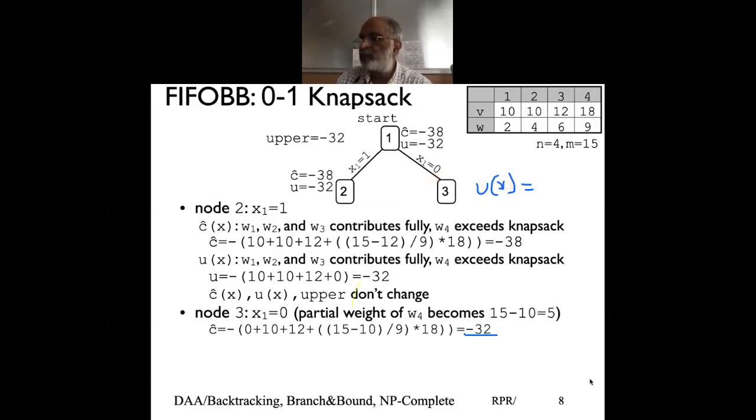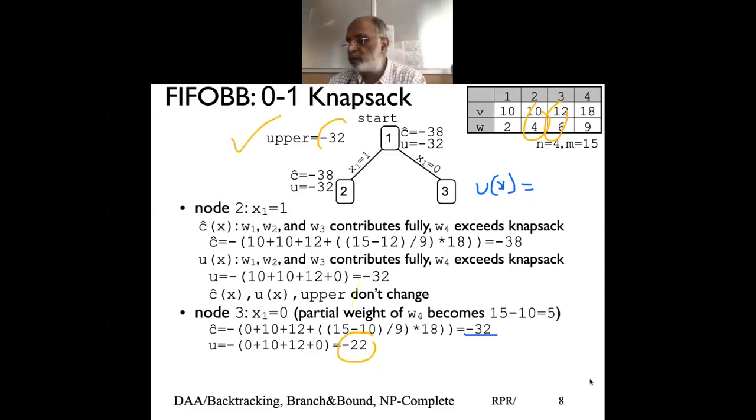We computed minus 32. Remember, for ux we don't include the partial item. We only take the full item. Minus 22, that's right, because we're taking this item 10, we're taking this item, and the next item exceeds the weight, so it becomes minus 22. So my ux is minus 22. This is larger than the upper, so we maintain the upper, we don't change the upper. But the c hat still follows my upper, so that means we're still at the node.